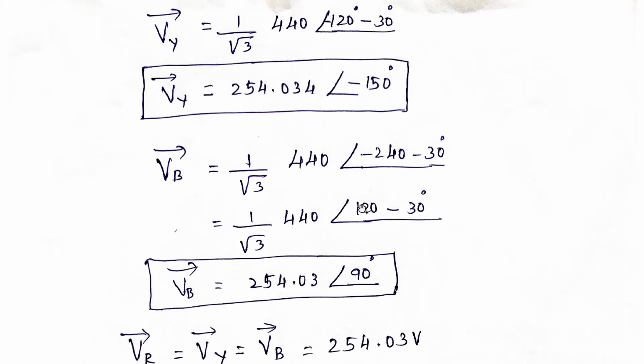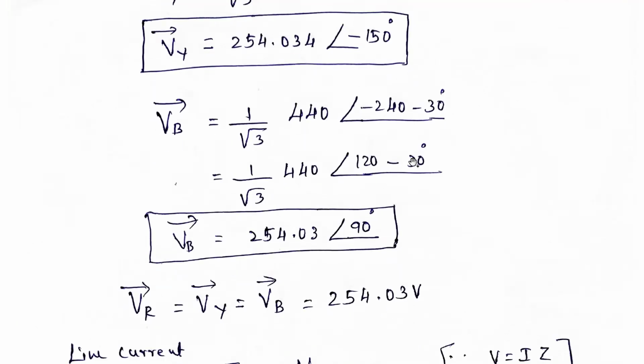So I am taking this 120 minus 30 degree, because of the 30 degree lagging angle. So minus 30 degree, that is the conversion by converting the phase into line. Okay? So 120 minus, this is the conversion factor, minus 30 degree lagging. So 120 minus 30 is 90 degree. So B phase is equal to 254.03 at the angle of 90 degree.